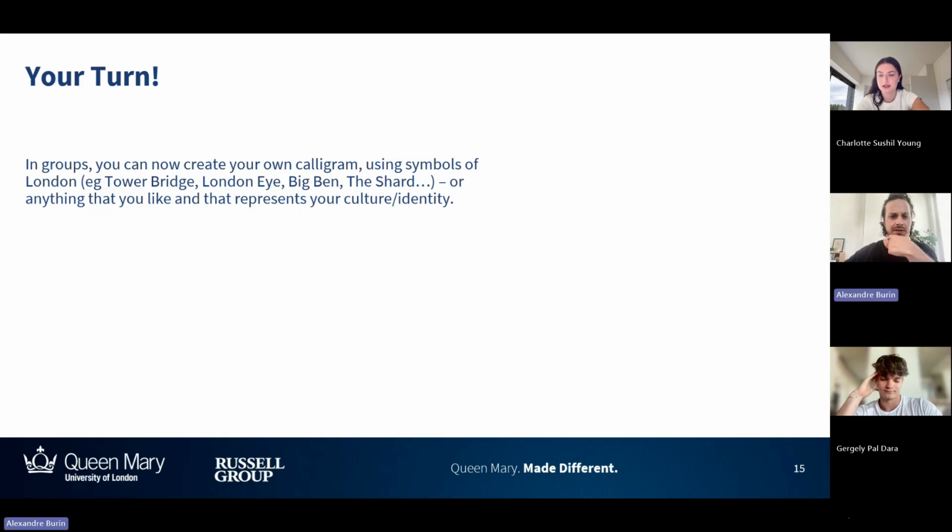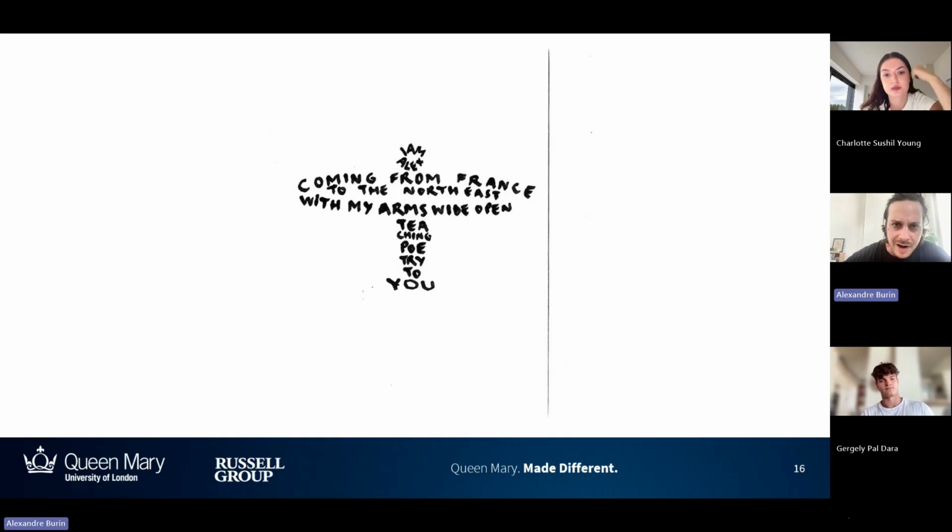What we're going to do now is, I can share something that I did myself as well. It's back in the time where I was teaching at Durham, and I came up with this calligram. It's supposed to be representing the Angel of the North, which is a very famous statue on the outskirts of Newcastle, and it reads, "I am Alex, coming from France to the northeast with my arms wide open, teaching poetry to you." So that was my humble contribution.